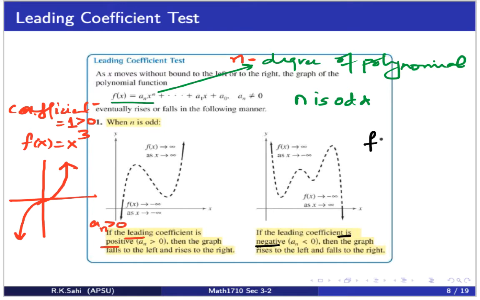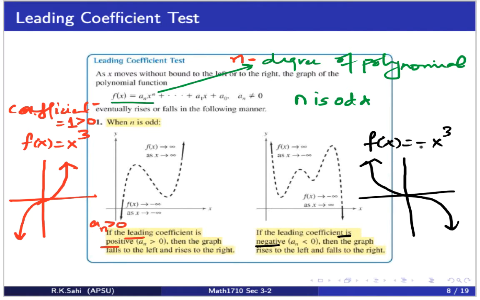And we just did an example in the previous video of f(x) equals minus x cubed. What does that tell us? When you look at minus x cubed, if you remember, this is how the graph looks. Now, clearly, the coefficient is negative, which is minus 1 here, and the power of this polynomial is odd. So according to the leading coefficient test, the graph will rise to the left and fall to the right.